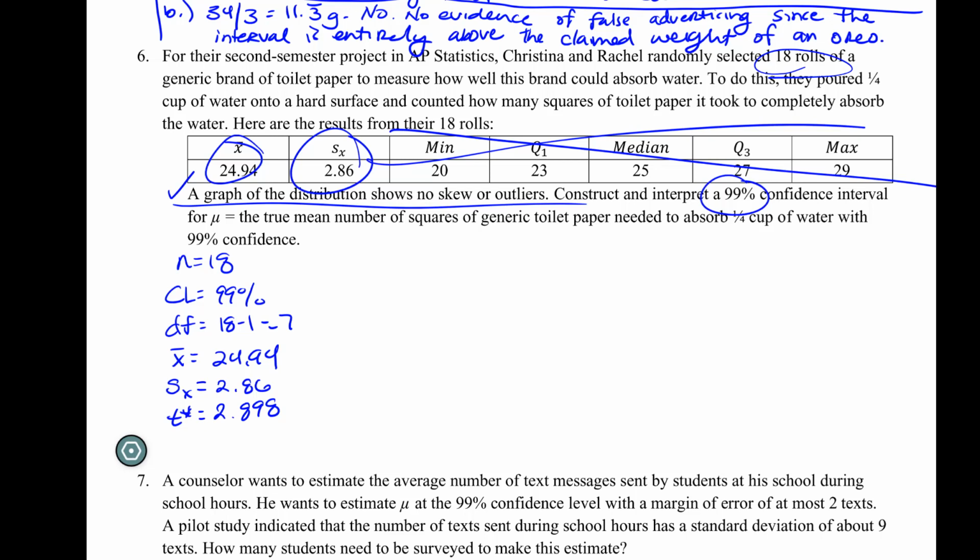Okay, so we've got all of our given information except for our population, but we know that's all rolls of this brand of TP. And then we want to check our conditions for inference. Checking our conditions for inference, remember we've got 3 of them. Random selection or random sample. And then do we have no strong skew or outliers in our sample? And did we have the 10% condition satisfied?